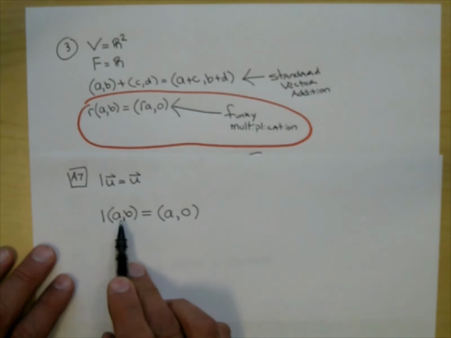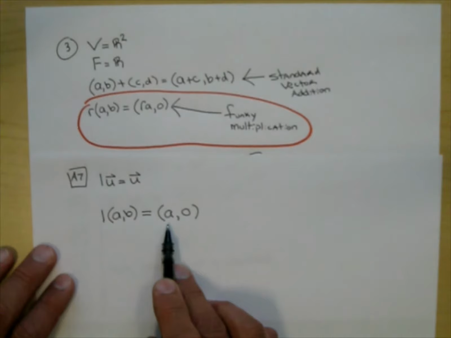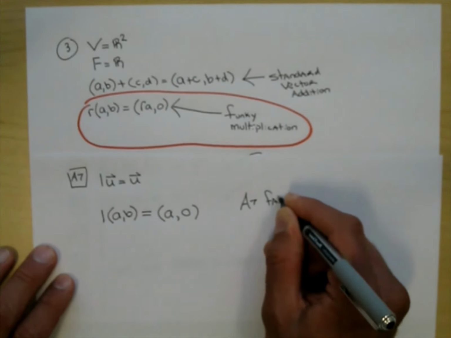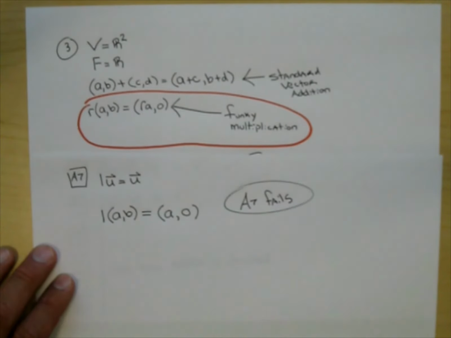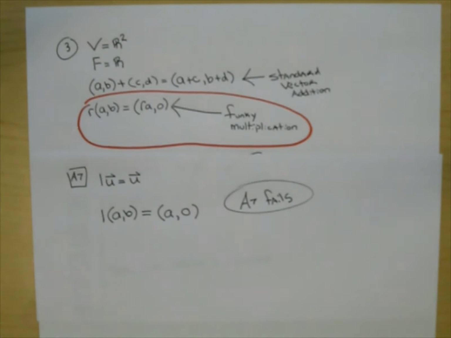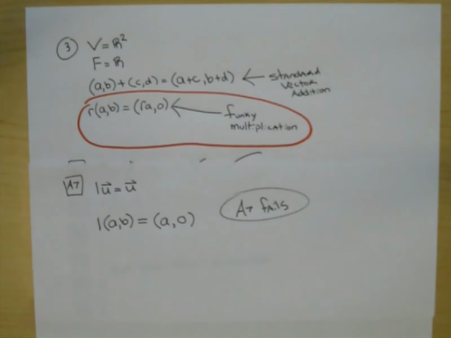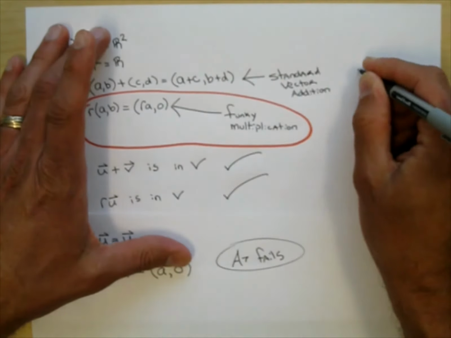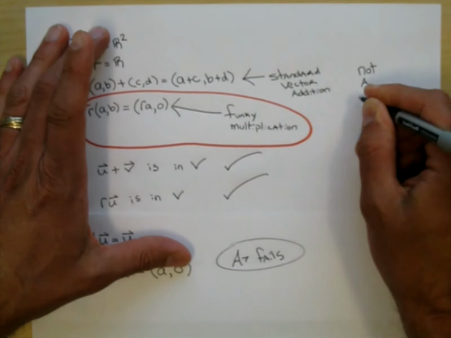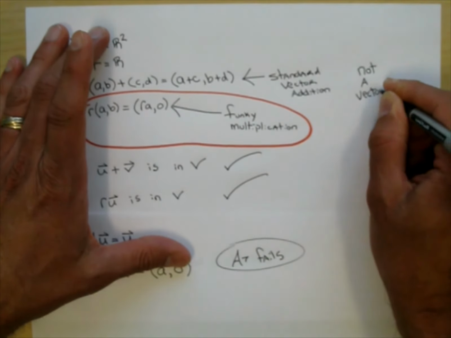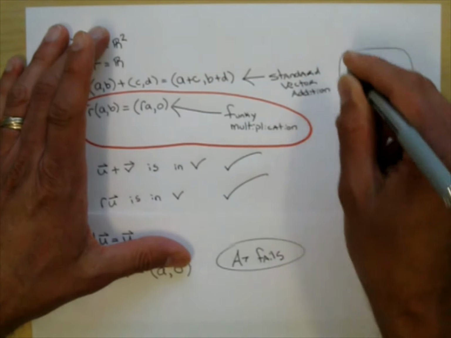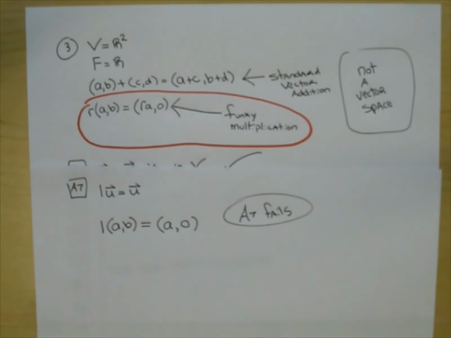So do we have 1 times (A, B) equaling (A, B)? And the answer is no. Axiom 7 fails. So that is very interesting, because now we know how we're playing this game. Is it a vector space? This right here is not a vector space. The first axiom to fail was axiom 7.